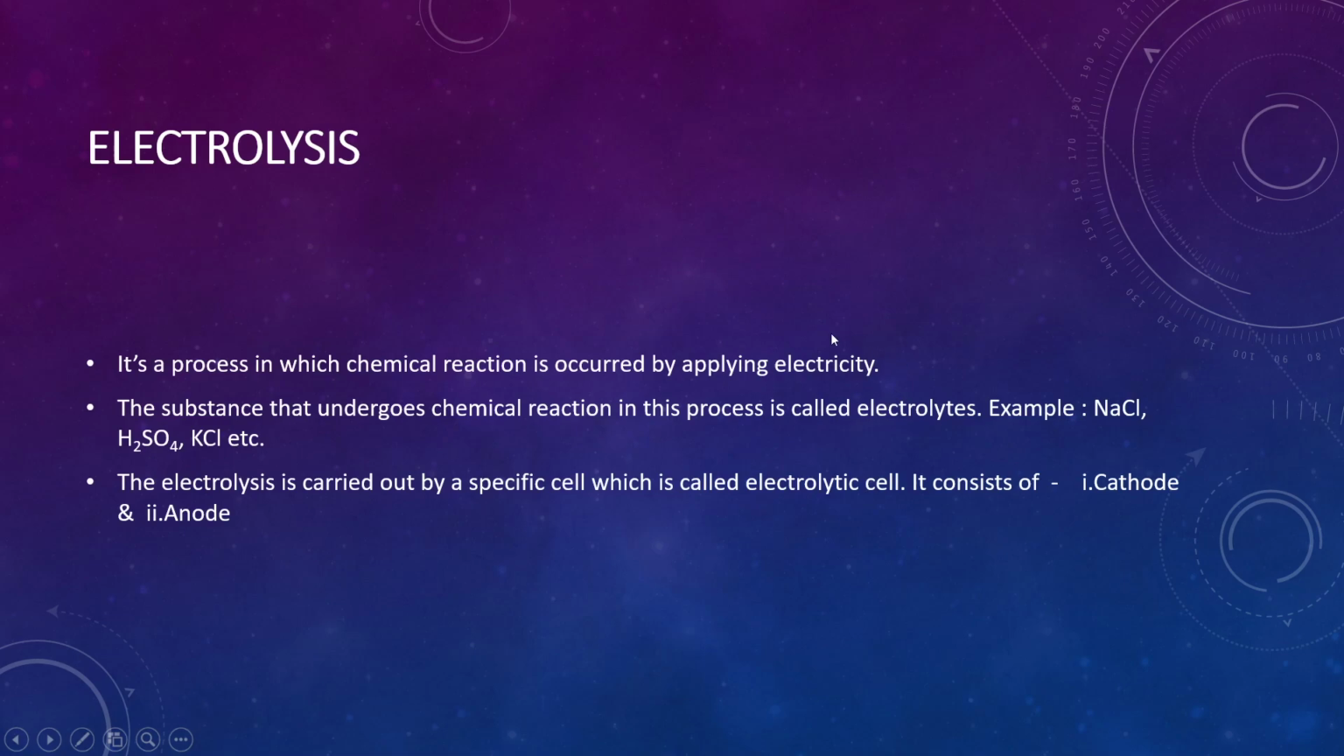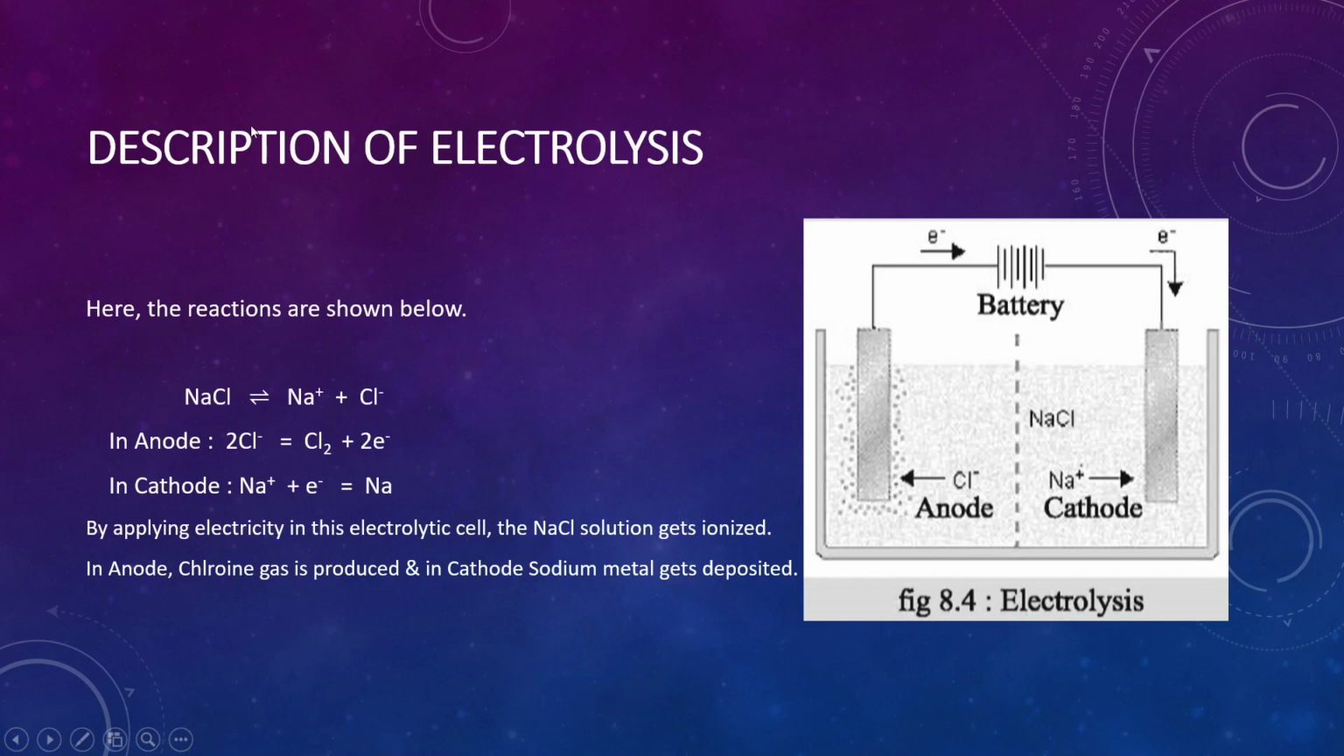If we apply electricity to obtain a chemical reaction, we should use cells, which should provide us electricity. This cell is called an electrolytic cell. It consists of a cathode and an anode. So the cathode and anode must be present to obtain the electrolytic cell. So, the description of electrolysis. Here we can see this figure, and this figure is in the textbook. So please take a look here.